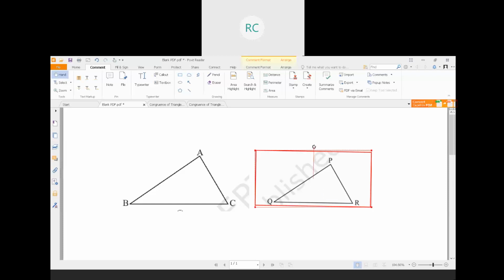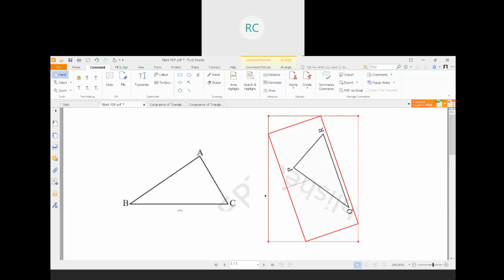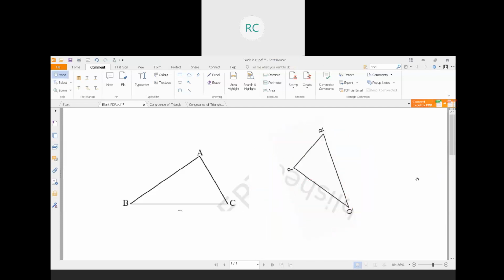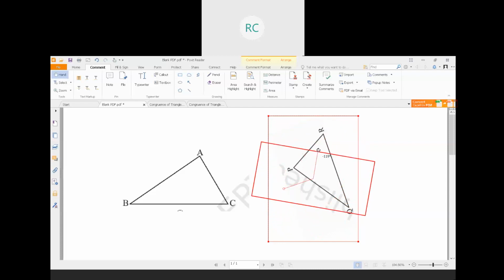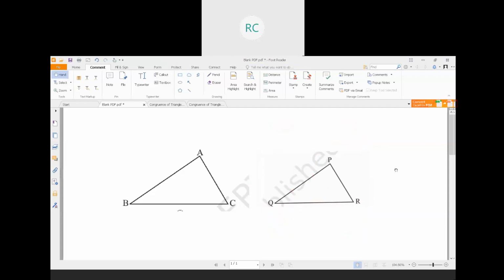Now, if I just keep it like this, they are not making sense, even if I want to read like A is with P, B with Q, and C with R. And this is the reason I need to rotate the figure and then I need to see whether they are corresponding or not, or whether they are congruent or not. Now they are congruent to each other. So their sides and their angles and their vertices are corresponding parts.